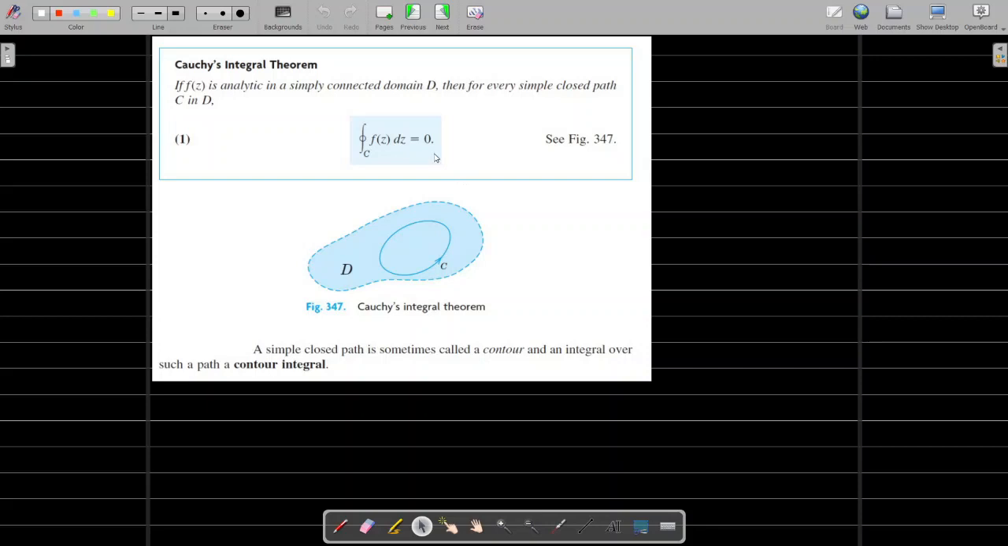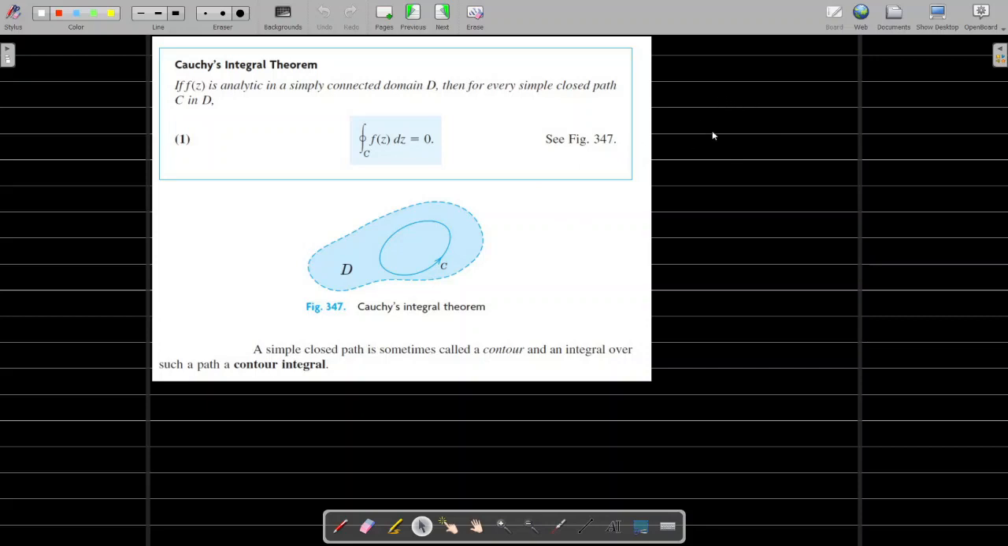I'll repeat again. If we have an analytic function in a simply connected domain D, then the integral over any closed path, that is the integral over C of f of z dz, will be equal to 0. This holds good only for analytic functions. It can be restated like this also.